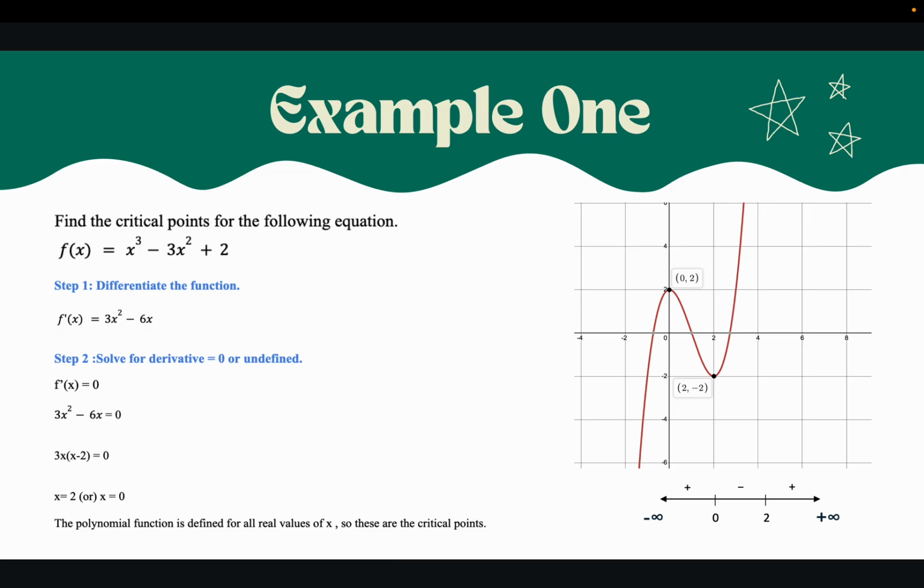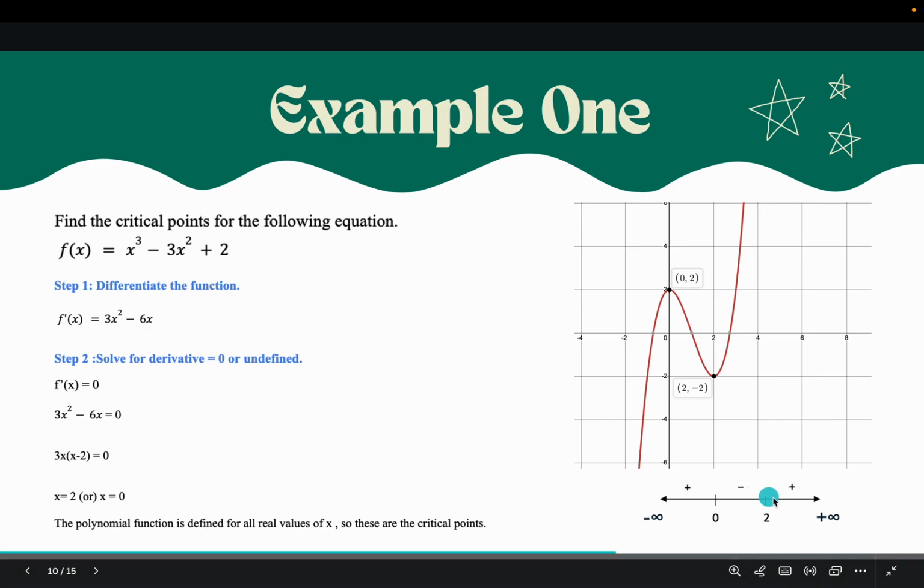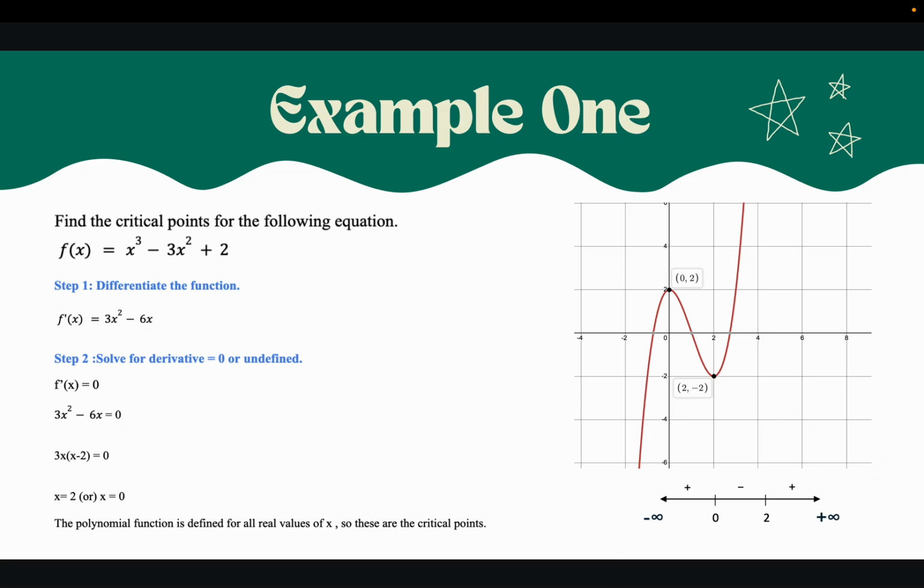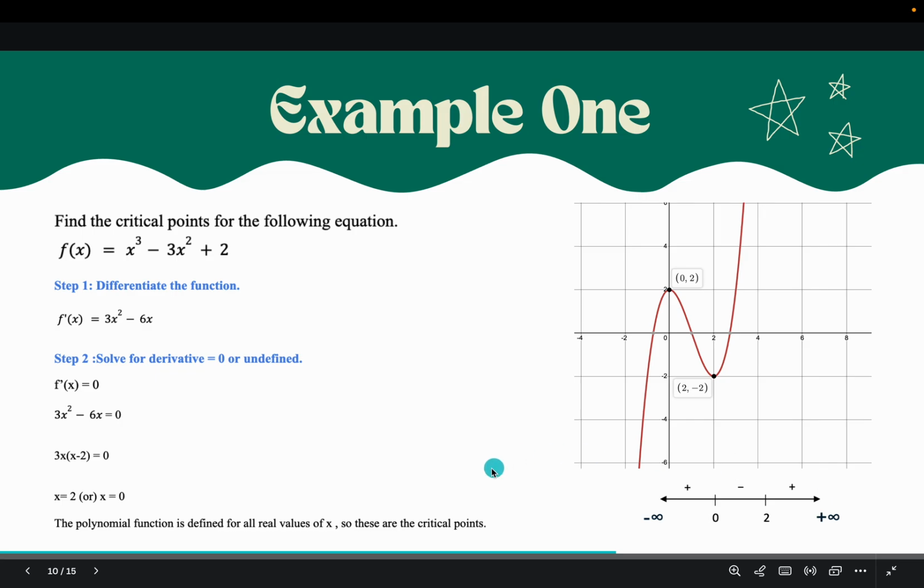So if we set it to 0, we have 3x squared minus 6x equal to 0. Then we solve the equation, and we get x equal to 2 or x equal to 0. Usually we draw a number line, as you can see from the graph, to get a better understanding of what's happening. As you can see here, the polynomial function is defined for all real values of x. So these are the critical points, right?